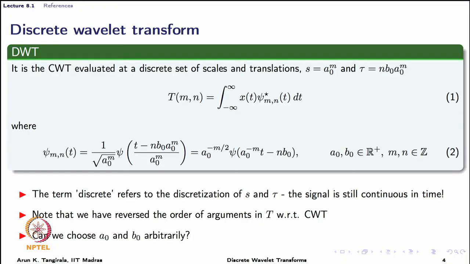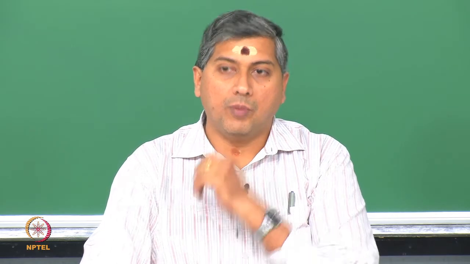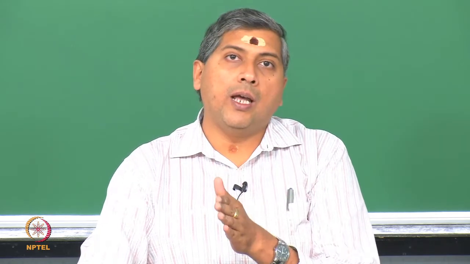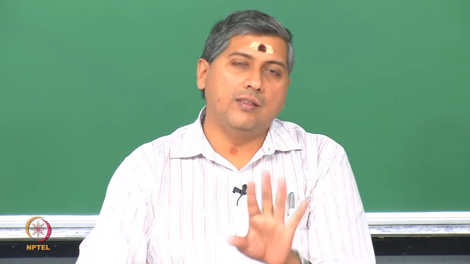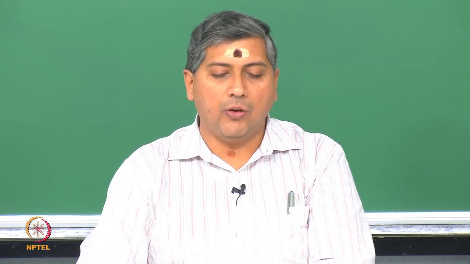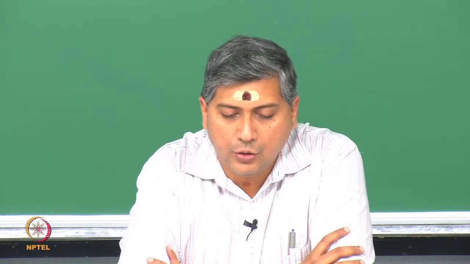The rest of the story is the same, T of m comma n. Now we have thrown away tau and s and replaced them with m and n. The only difference you should notice is that we have reversed the order of indices. When we were looking at CWT, we wrote T of tau comma s, so the time translation parameter appeared first and the scaling parameter next. Here we have m comma n, where m denotes the scale and n denotes the translation. That is generally the convention in DWT, but you are most welcome to choose your own convention.